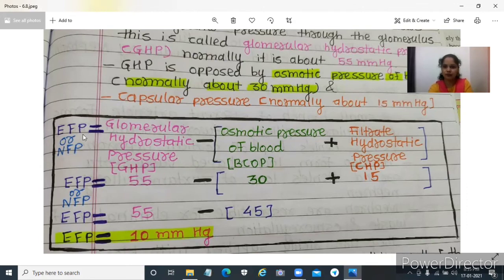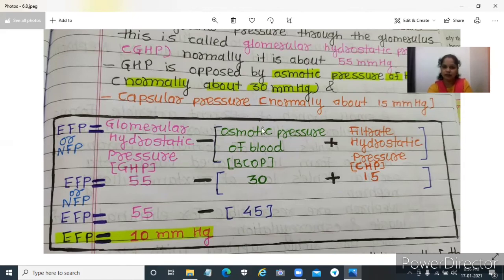EFP, effective filtration pressure, or NFP, net filtration pressure, means the total pressure of ultrafiltration or glomerular filtration. Now how is it calculated? It is calculated with the help of GHP, that is glomerular hydrostatic pressure, which means the pressure acting on the glomerulus. It is 55 mmHg.